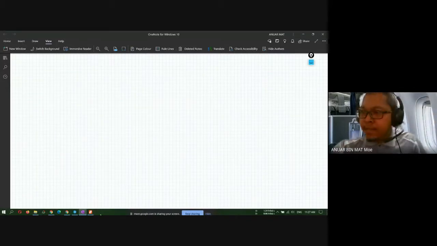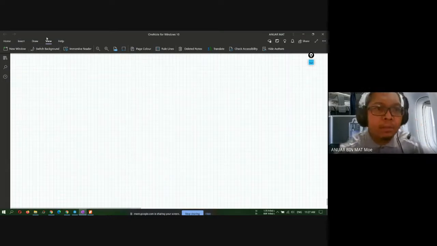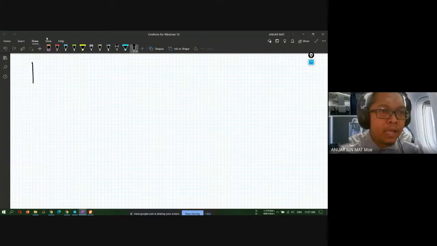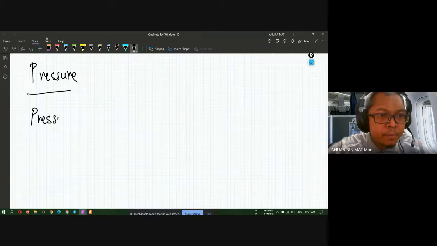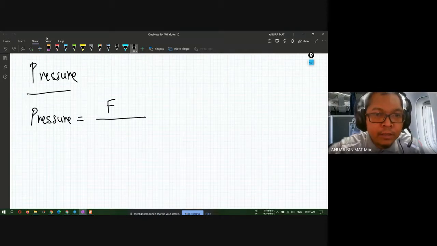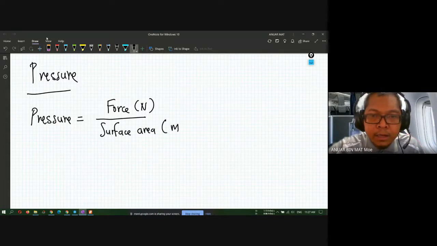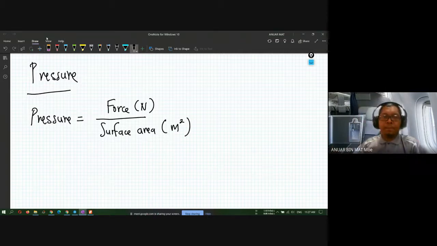For example here, pressure. So what is the formula for pressure? The formula for pressure is force in Newton divided by surface area in meter square. Okay.